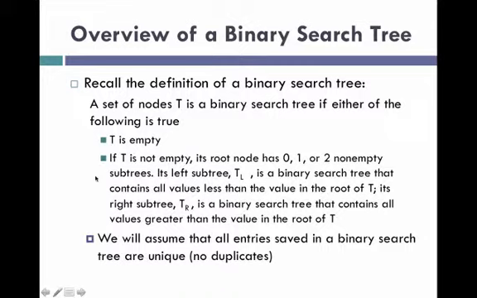And the left subtree is a binary search tree that has all values less than the value in the root of T, and its right subtree is also a binary search tree, and it has all values greater than the value in the root of T. And we will assume that all entries saved in a binary search tree are unique, so there are no duplicates.